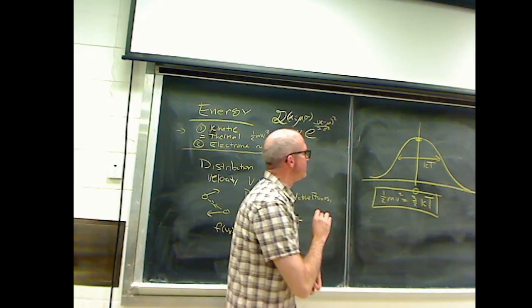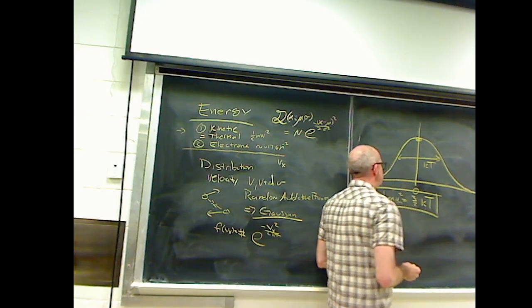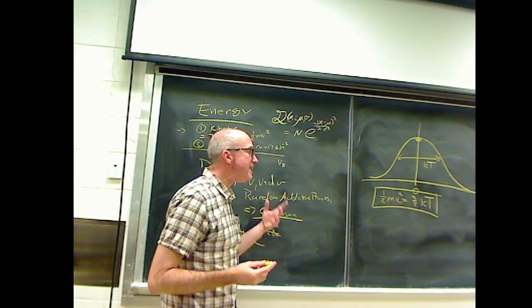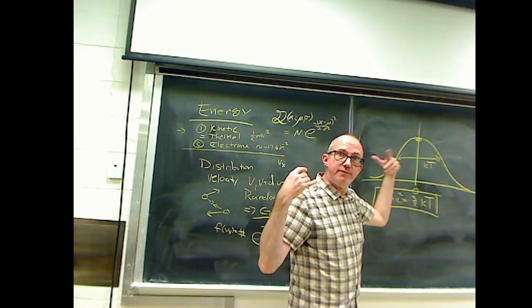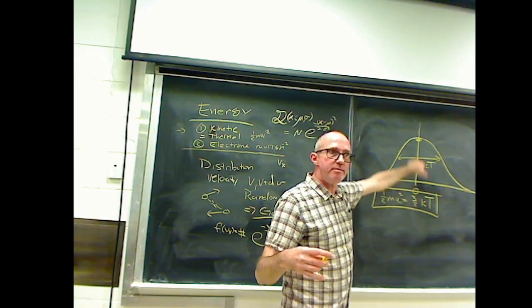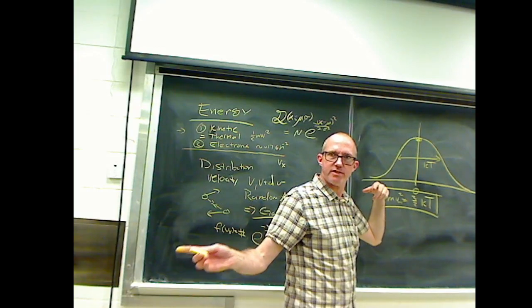This is for a typical velocity, but the actual velocity of an individual particle is not going to be this, it's going to be something random. It's going to be higher than that, or maybe in a different direction. Does that make sense? So this is a random quantity.